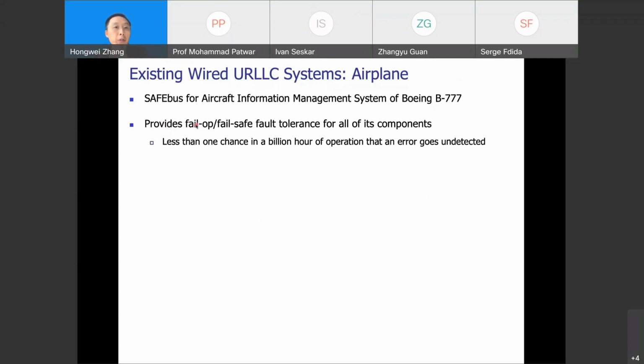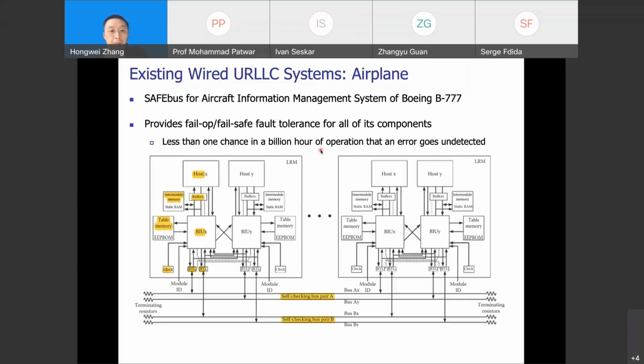One of the features of SAFEbus, besides the TDMA pattern, which I'll briefly talk about, is that it provides a design such that it can provide fail-safe operation for failures of all of its components. For example, the probability of an actual failure that cannot be detected is guaranteed to be 1 in a billion hours of operation. Now here's the high-level architecture diagram.